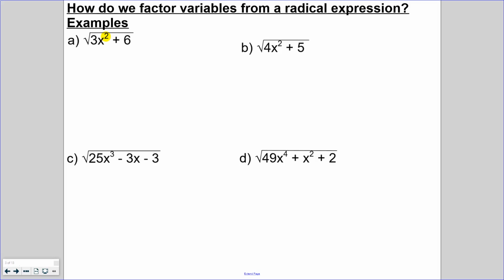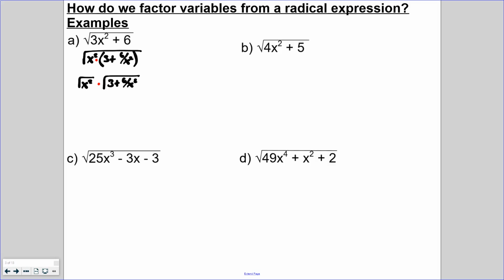And in this case, it's pretty simple. We have an x squared, so we're going to try to factor out an x squared. So, just like we did with factoring before, we're just going to divide x squared from both of the terms inside the radical. So this is going to become the radical of x squared times 3 plus 6 over x squared. And then since we have multiplication inside the radical, we know that we can pull that apart to be two separate radicals. This is going to become the square root of x squared times the square root of 3 plus 6 over x squared.